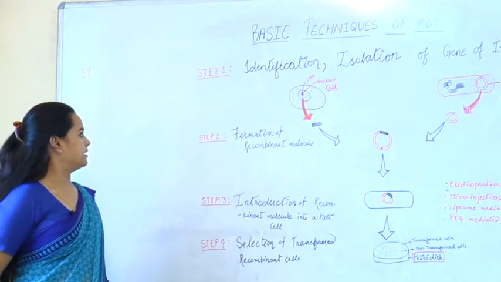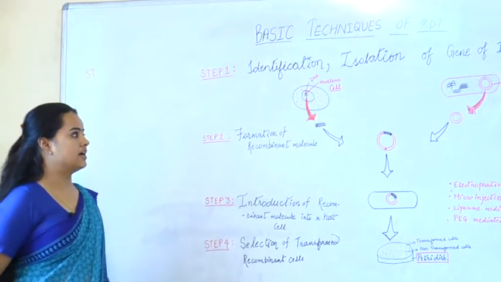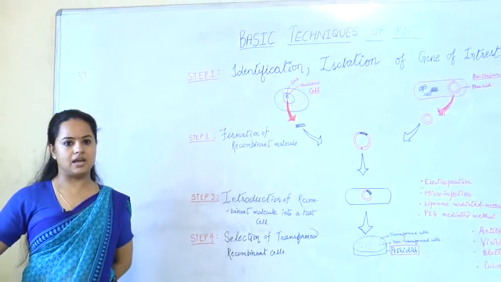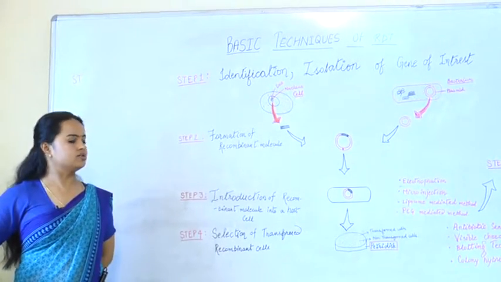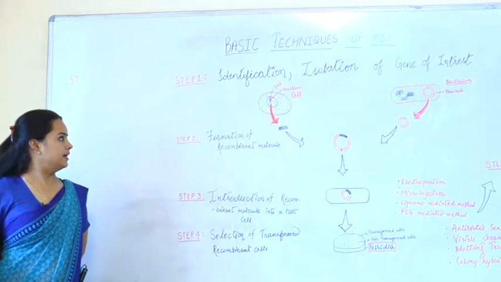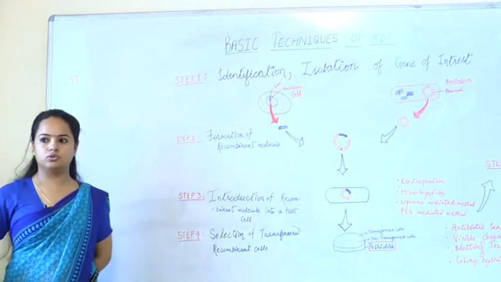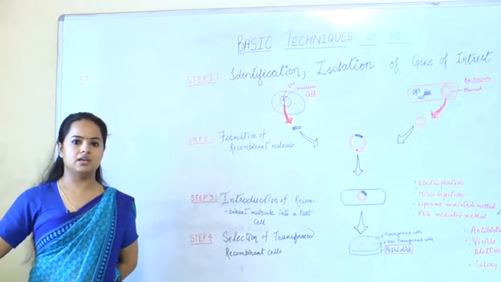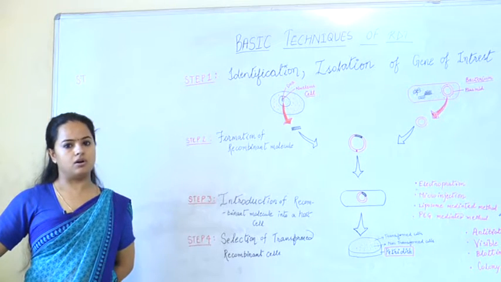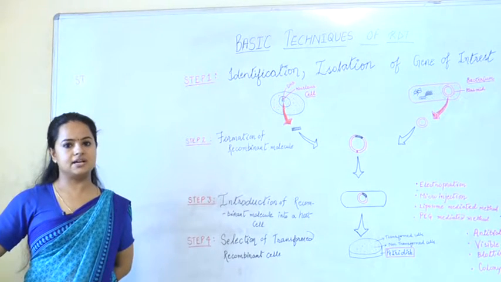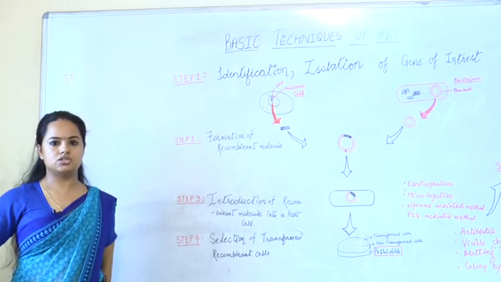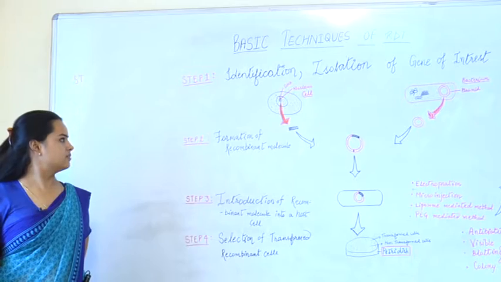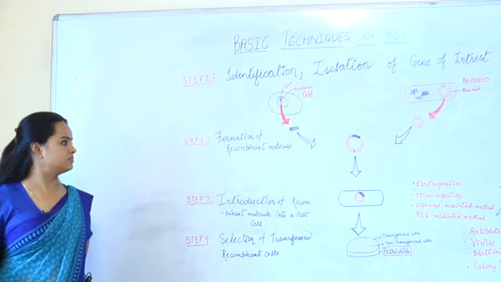The first step is identification and isolation of the gene of interest from any organism and then combining it into a suitable vector. For identification and isolation, we can go through the genomic library, through the cDNA library, we can synthesize a gene, or we can perform a polymerase chain reaction for multiplication of a gene. And the next step is formation of the recombinant molecule.